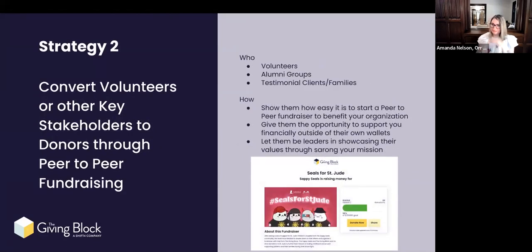This is one I really like, especially with the experience I had at Columbia University in looking at the correlation between volunteers and their giving. There is just a much higher rate of giving at higher levels among people who are volunteering on behalf of your organization. And you don't have to be a university in order to do that.